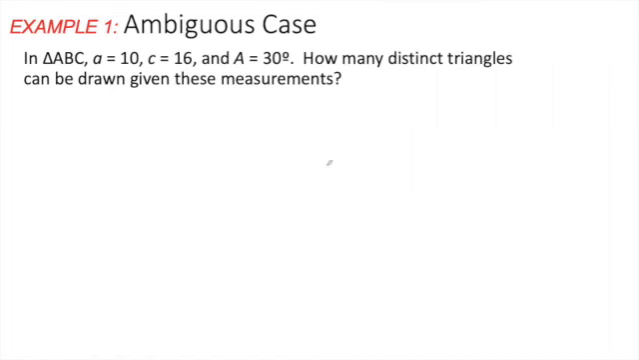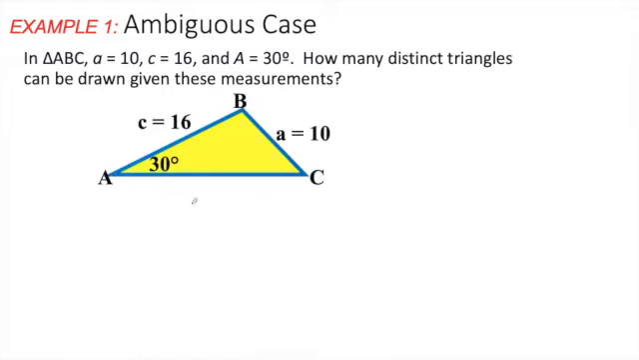law. Okay, so we're going to look at what the ambiguous case is, and we're going to see how many distinct triangles we can draw given these certain measurements. So you're going to draw out your triangle. It is giving us side A is 10, side C is 16, and then angle A is 30. Okay, so here you're given side, side, angle.